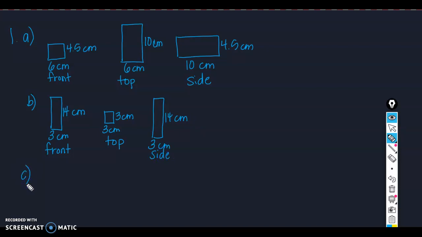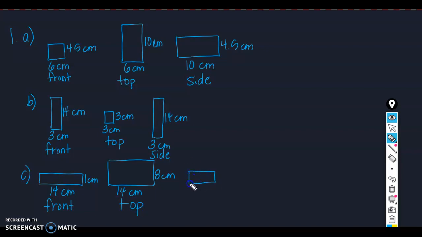And finally, for part C, we would have a front view that is 14 centimeters by 1 centimeter. Our top view is 14 centimeters by 8 centimeters. And our side view is 8 centimeters by 1 centimeter. This is what you should have gotten for question 1, parts A, B, and C.